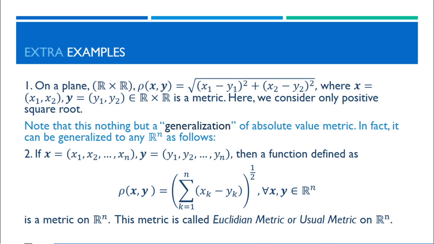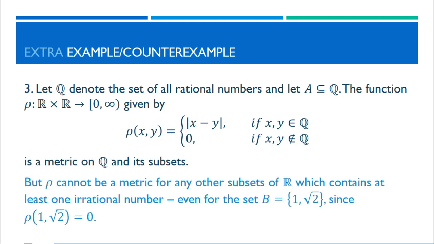I'll quickly recollect. I was talking about how the Euclidean metric can be extended to R2 this way, and this is called the usual metric on R2, but this is not the same as our usual metric on R. And in fact, the absolute value metric that we took earlier can be generalized to rho of x comma y equal to the summation of k equal to 1 to n of absolute value of xk minus yk. So I'll go to the next example, a counterexample.